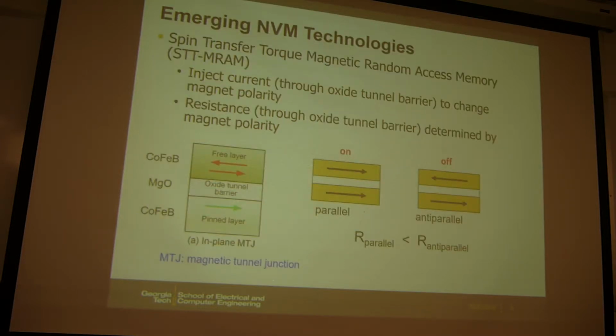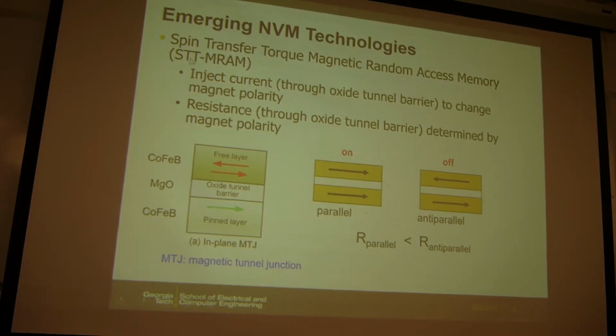We will discuss the popular emerging technologies at a very high level in the next few slides. This is just the very high-level big picture, and in the later sections we are going to have individual technologies discussed in more detail. Today I just give a very high-level overview of each of those technologies. The first one is called STT-MRAM, Spin Transfer Torque Magnetic Random Access Memory.